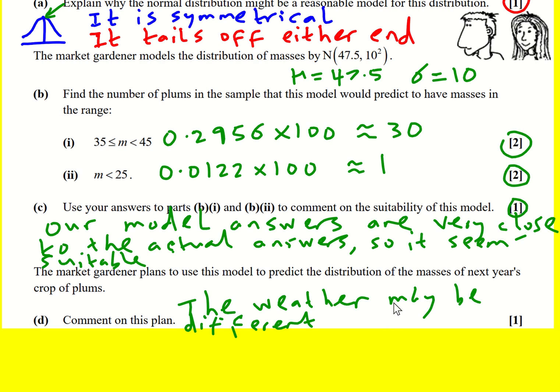I don't know if you get the mark if you said it could be a good prediction, because it's not a terrible idea to do that. If you were to say, oh, what if I double the amount of plums I'm going to grow? What will happen then? But just be aware that there could be problems with that. The weather may be different, so the model may no longer be suitable.